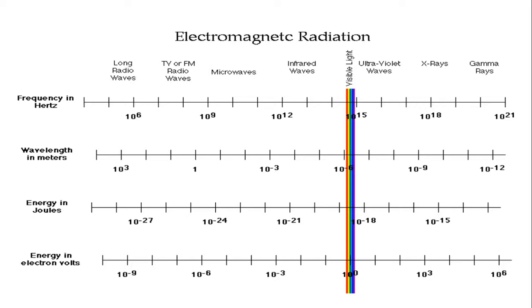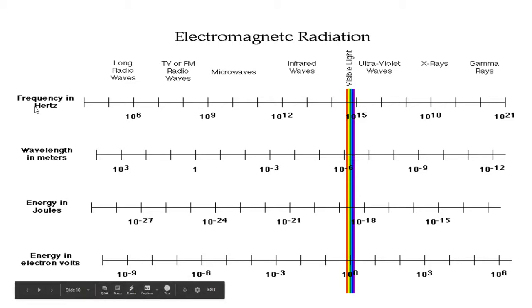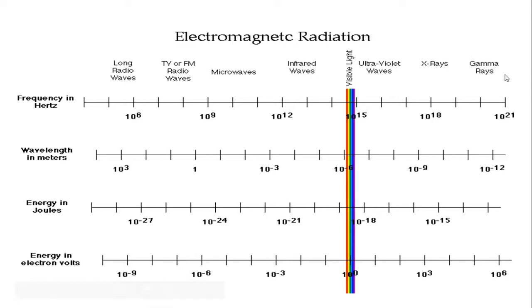Here's our plotting of some different properties of electromagnetic waves. You can see some electromagnetic waves are really high in frequency. For example, gamma rays have a really high frequency, and some electromagnetic waves, for example radio waves, have a really low frequency. Some waves have a really high wavelength, and some waves, like gamma rays, have a really low wavelength. Some waves have a really high amount of energy that they emit, and some waves have a really low amount of energy that they emit.